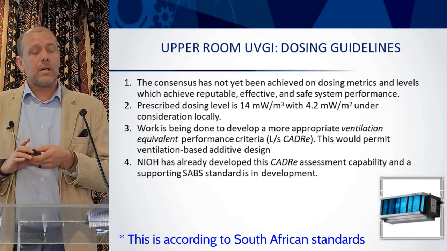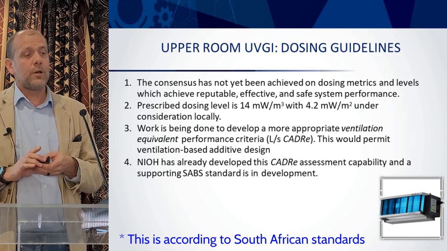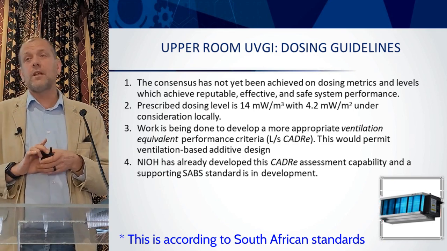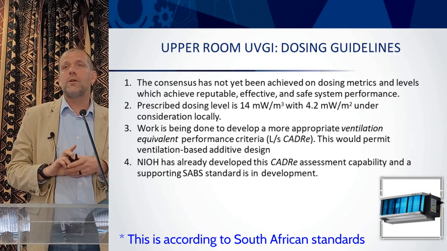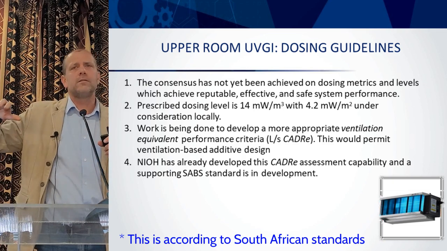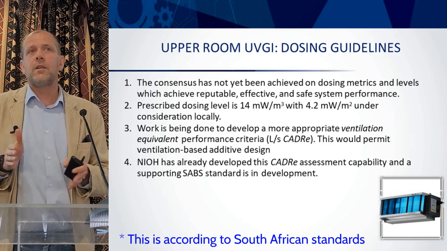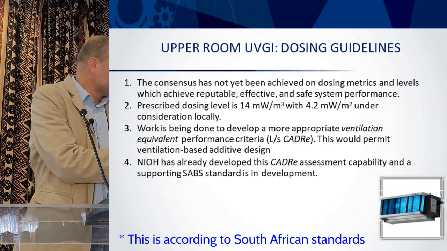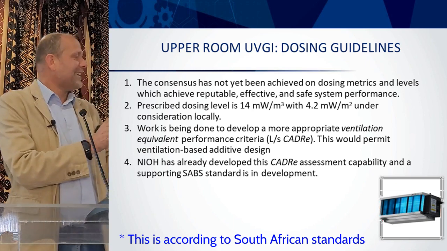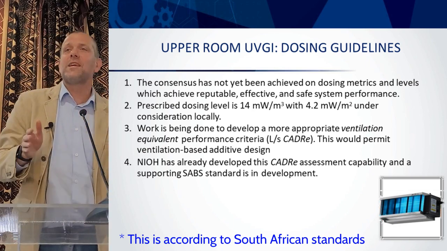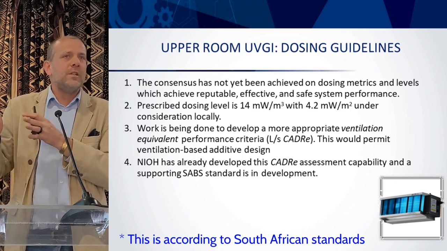More work has been done by a number of committees locally and internationally to develop a more appropriate ventilation equivalent performance criteria. So, we've spoken about liters per second, air changes per hour, liters per second per person for ventilation. And then we say there's a shortfall in liters per second. What was it, Gregors? Thank you, Gregors. There's a shortfall of 800 liters per second. How do we apply that using UV?